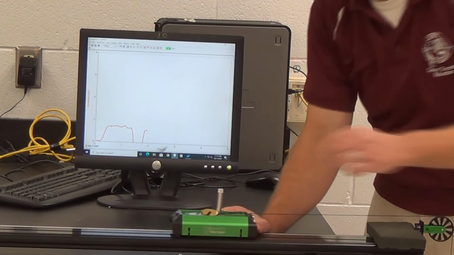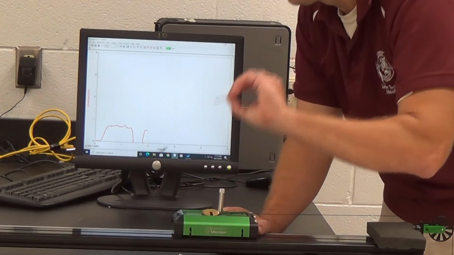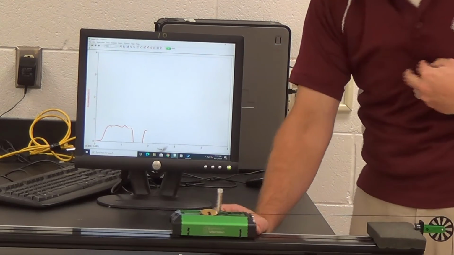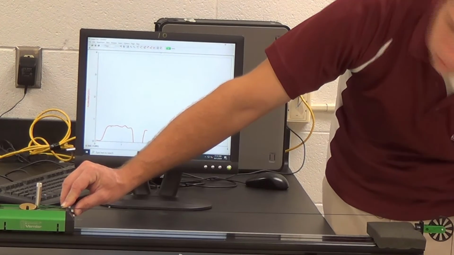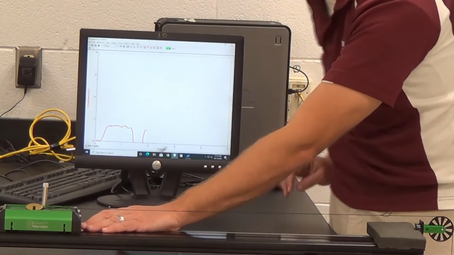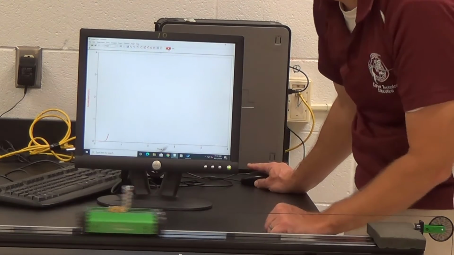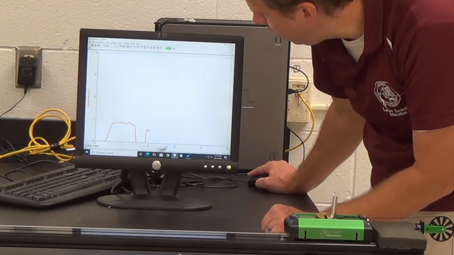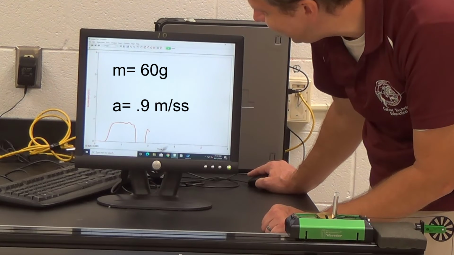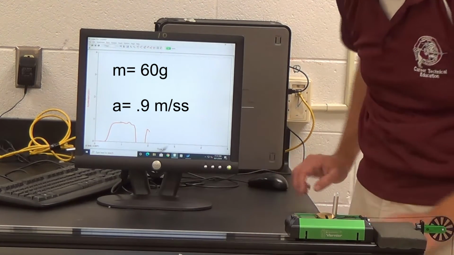Let's go ahead. I'm going to move 10 grams from the cart to the pan. So now my pan has a mass of 60 grams. So going up to 60 grams, we're going to collect data again. Okay, this time we are at about 0.9 with 60 grams.